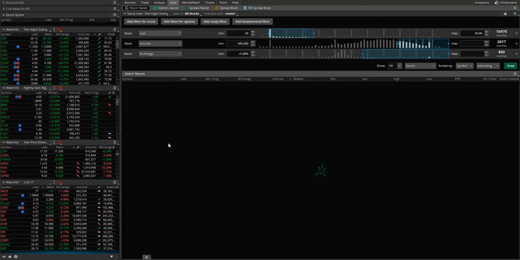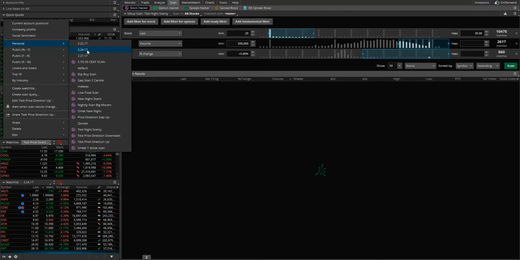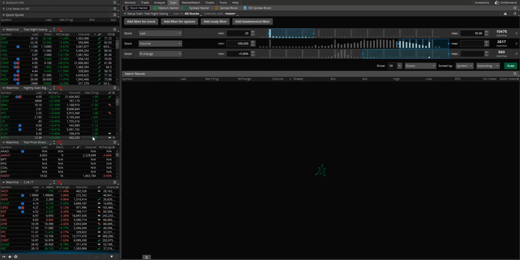So what happens is, and if I wanted to pull that up, I go here and I go here, and here I go to test price direction, test price direction downward, right? And then it'll show me the stocks that are gapping downward, right? Like these. So what I do is I click this quickly, and I'm looking for stocks that are solely like this at the open.